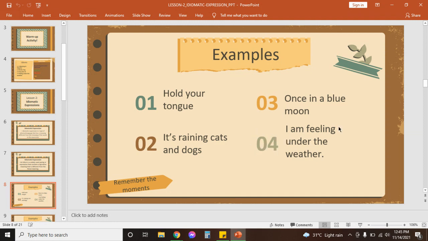I am feeling under the weather. What do you think is the meaning of number four? It means I am feeling sick. Yes, very good. I am sick. Can you give me an example? Can you use it in a sentence?